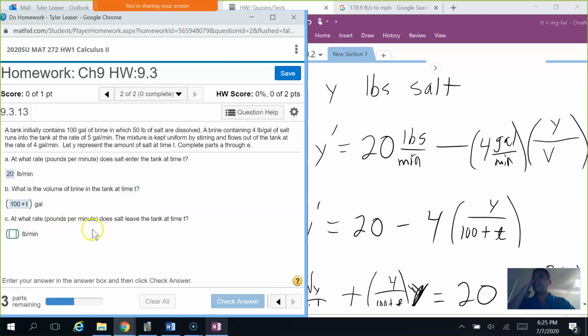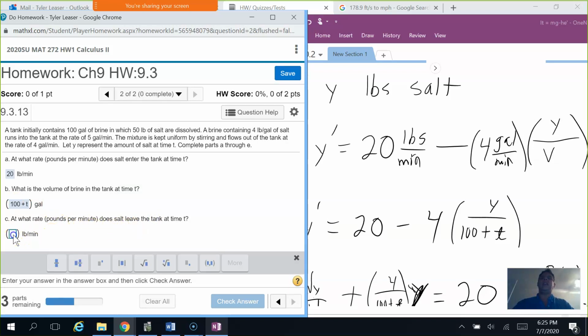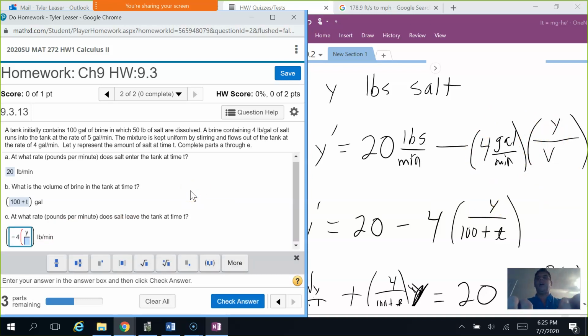At what rate, pounds per minute, does salt leave the tank? So this is going to be the last term here. This is going to be that negative 4 times y over 100 plus t.